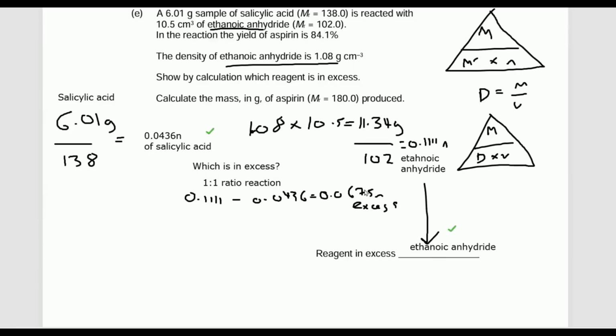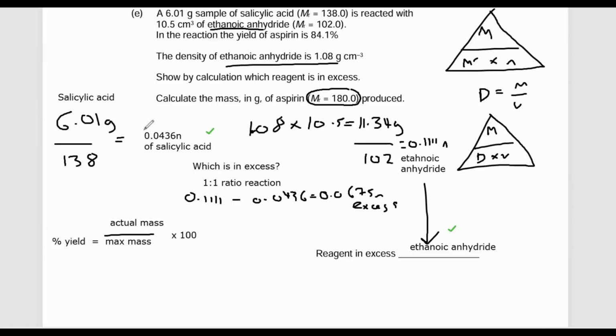Now what I need to do is work out, the next part of this question was to work out the grams of aspirin that are produced. So I'm going to use, they've given us yield. So we need to use the yield calculation. Percentage yield is the actual mass over the maximum mass times 100. So we need to find the actual mass, and so we need to work out the maximum mass and then we can do it.